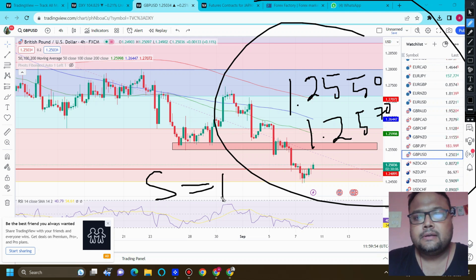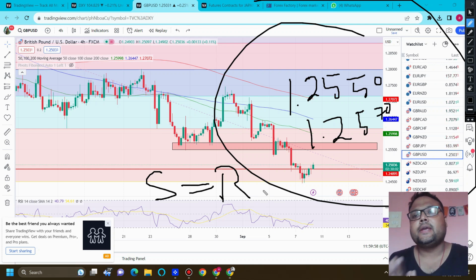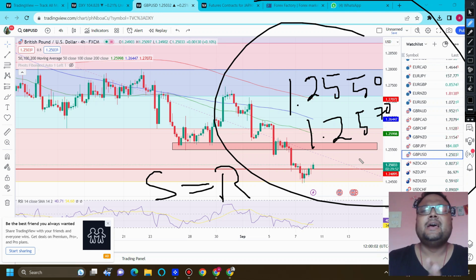We can expect that it will be working as resistance. If it starts working as resistance, we can look for a sell position around this area. If not 1.2570, around 1.2550, 1.2560.